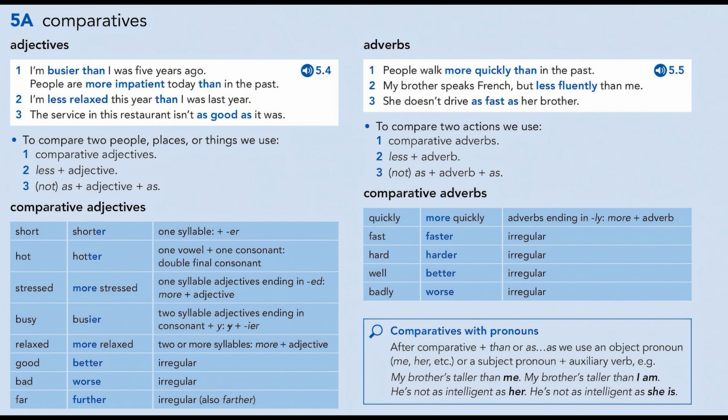5.5. 1, People walk more quickly than in the past. 2, My brother speaks French, but less fluently than me. 3, She doesn't drive as fast as her brother.